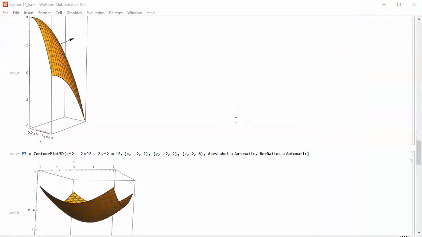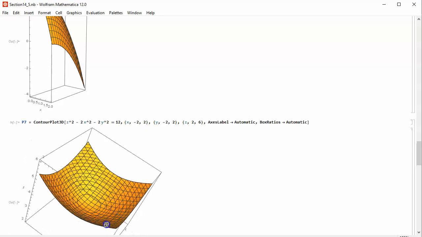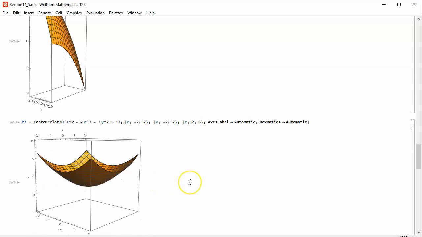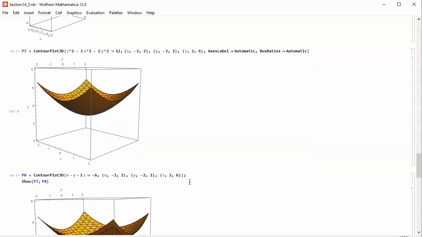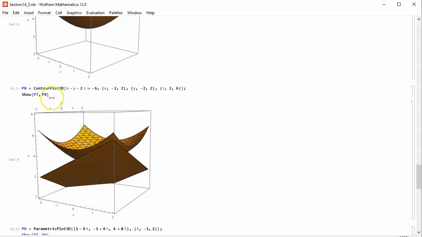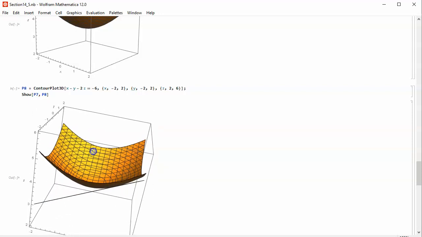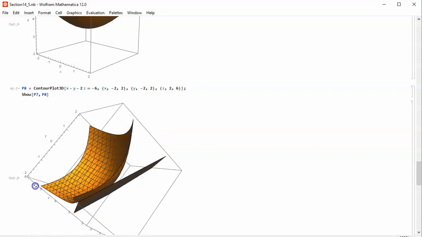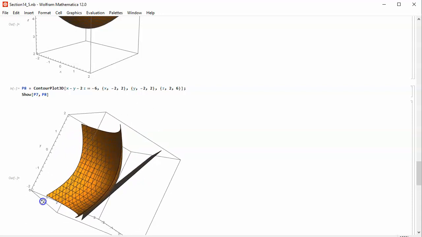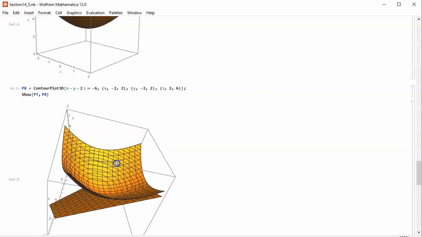So here's that surface. Z squared minus 2x squared minus 2y squared equals 12. It's just another paraboloid, another bowl shape. And now I'm going to draw the tangent plane on top of that. So here I've used x minus y minus 2z equals negative 6 as my tangent plane. And you can see that I get a plane that is tangent to this bowl shape. Doesn't go through. It just hits at one point.